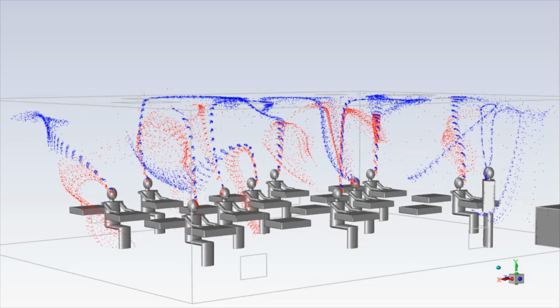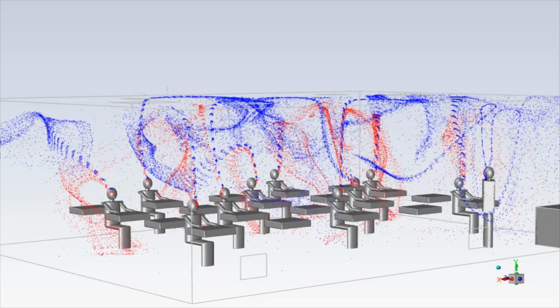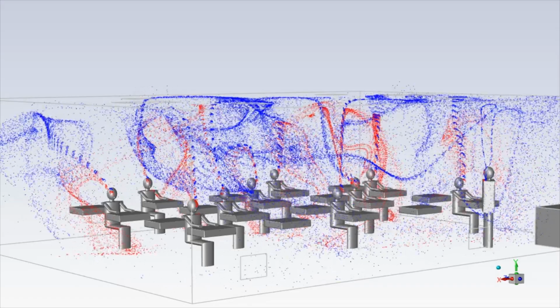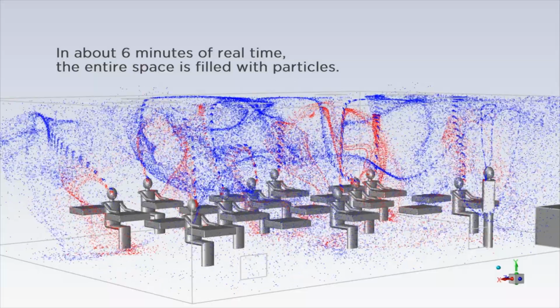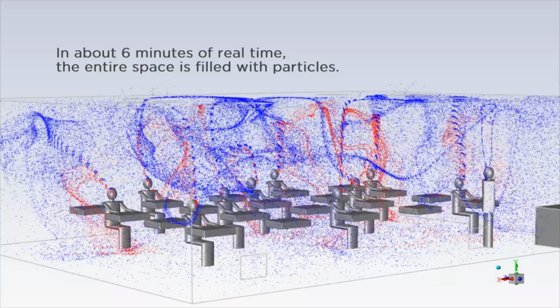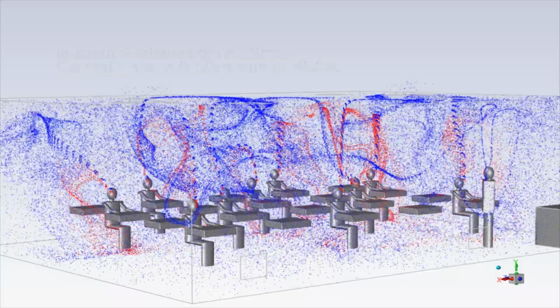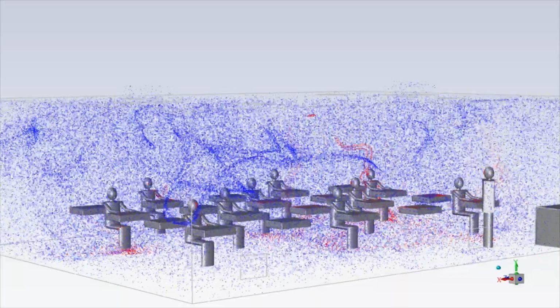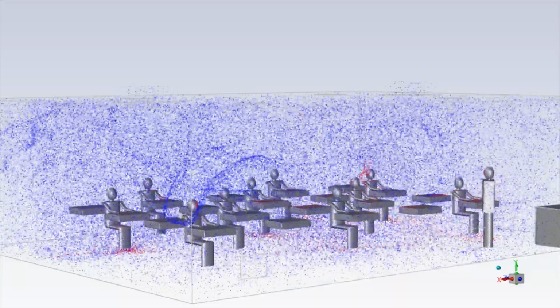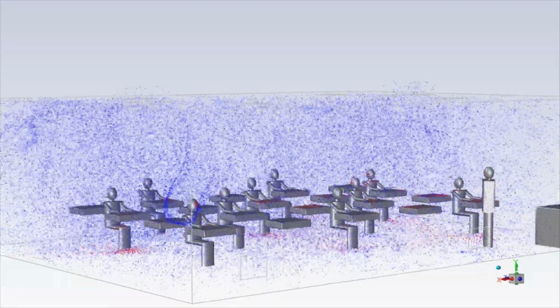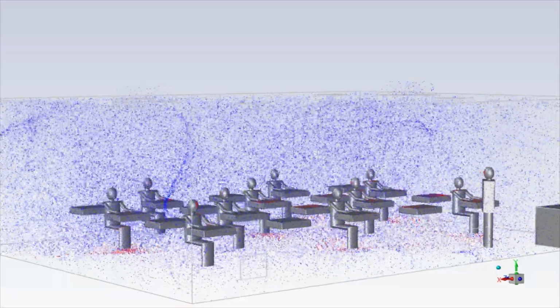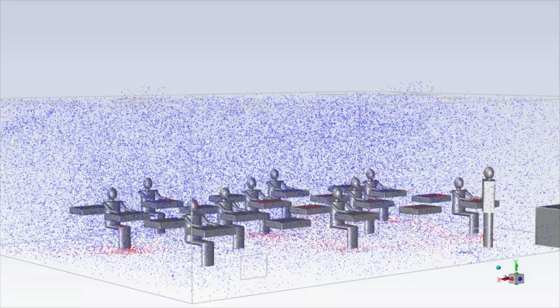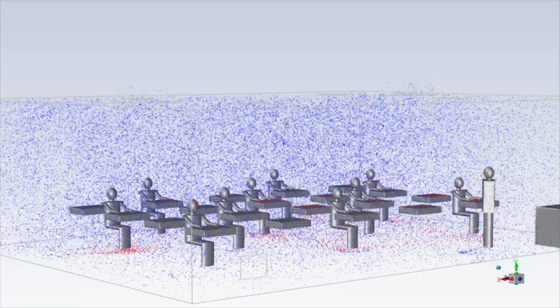Injections for the remaining mannequins also demonstrated the strong flow currents across the space. In about 6 minutes of real time, the entire space is filled with particles. At that time, the injections were stopped, but the air continued at the same flow rate to demonstrate the exponential nature of purging a space. Note that red particles have been deposited on the floor across the room, as well as a significant amount deposited on desktops.